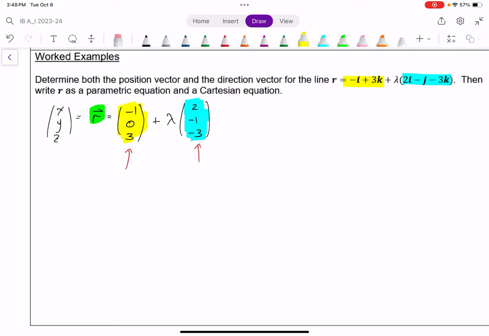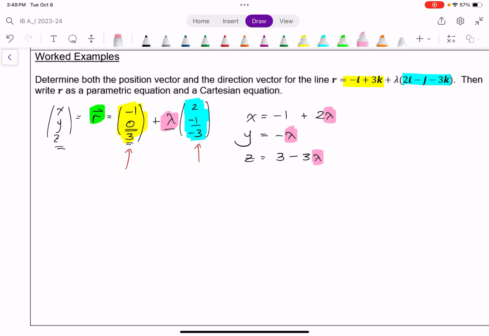I can say that x equals -1 plus lambda times 2, or 2 lambda. I can do the same thing for all three dimensions. I can say y equals 0, so I can skip that, plus lambda times -1, or just y equals -lambda. And then z equals 3 plus lambda times -3, or z equals 3 minus 3 lambda. Keep in mind this lambda here is just some constant.